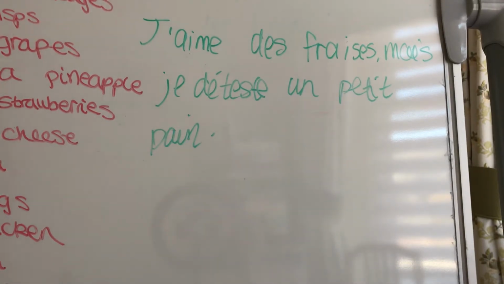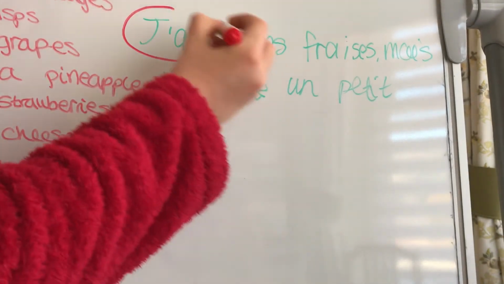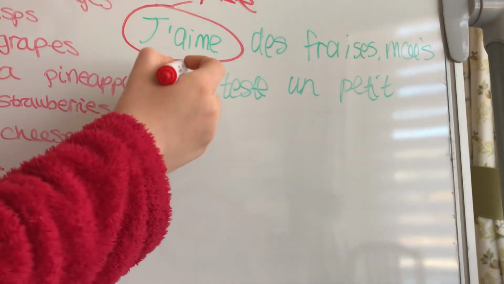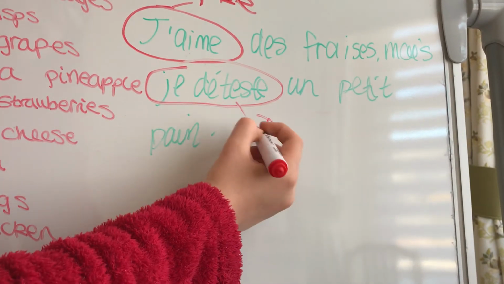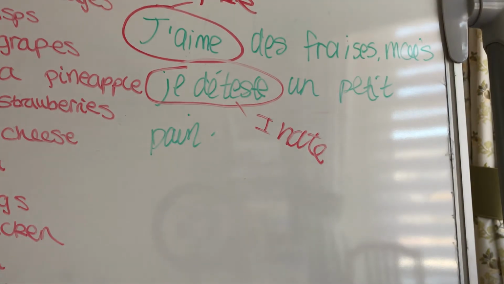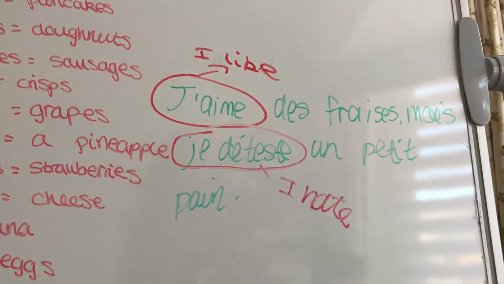So how do we say what we like? J'aime, I like. And how do you say what we don't like? Je déteste, I hate. Okay, and what is mais? That is but. Okay, so mais is but. What else you could say je n'ai pas, I do not like. And you could also say j'adore, I love.